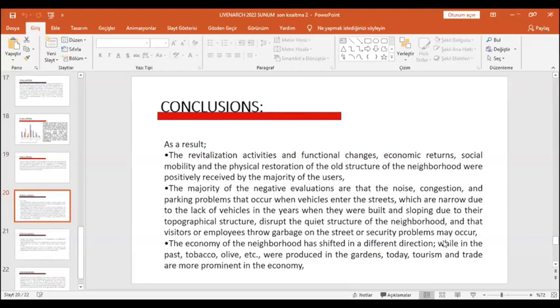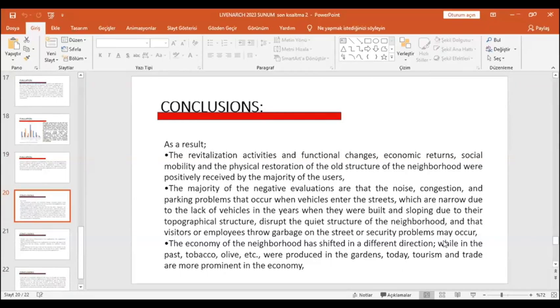The majority of negative evaluations are the noise, congestion, and parking problems that occur when vehicles enter the streets, which are narrow due to the lack of vehicles in the years when they were built, and sloping due to their topographical structure. These disrupt the quiet structure of the neighborhood, and visitors or employees throw garbage on the street or security problems may occur.